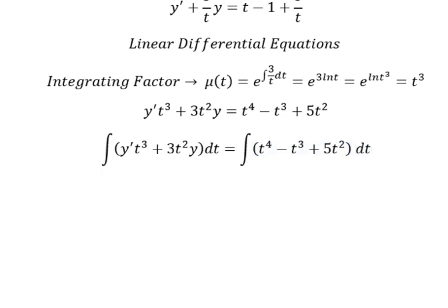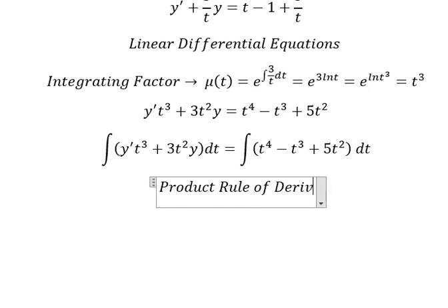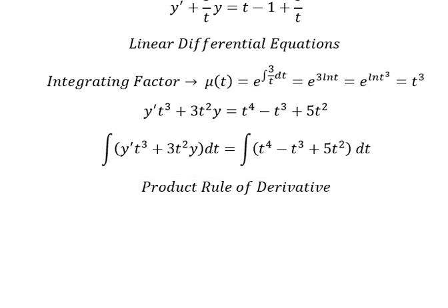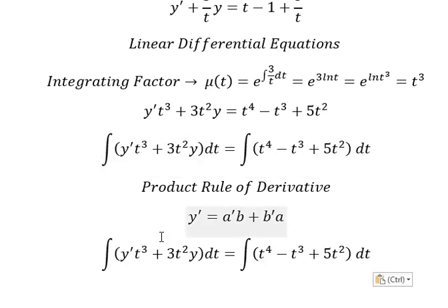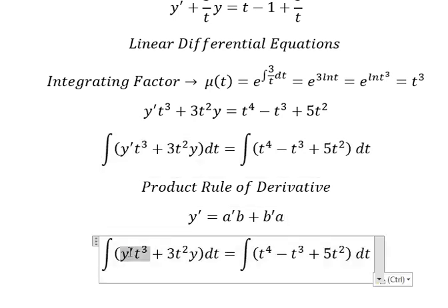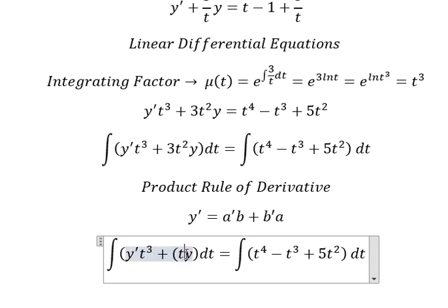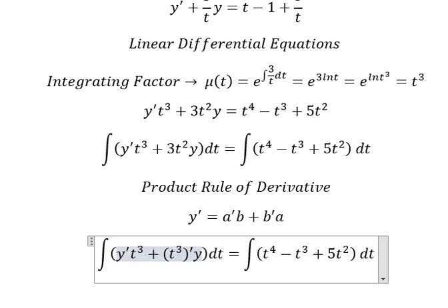Next, we can use the product rule of the derivative. So we have the first derivative of a multiplied by b plus the first derivative of b multiplied by a. So we have the first derivative of a multiplied by b, and this one we have the first derivative of b multiplied by a.